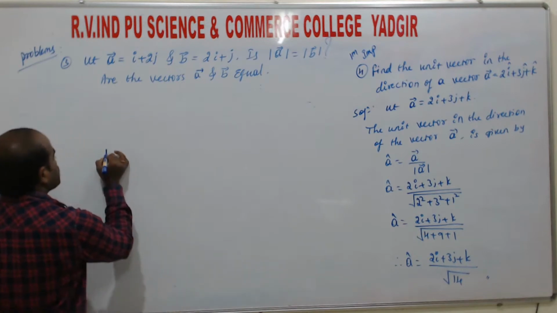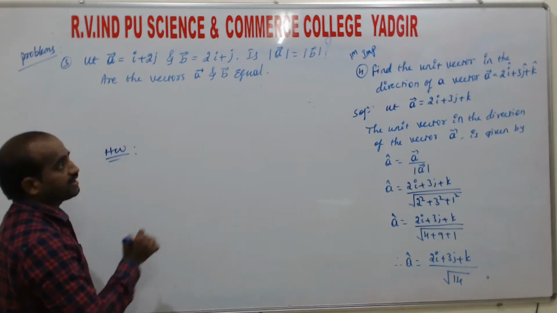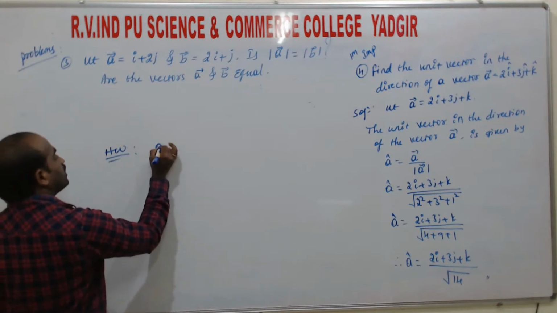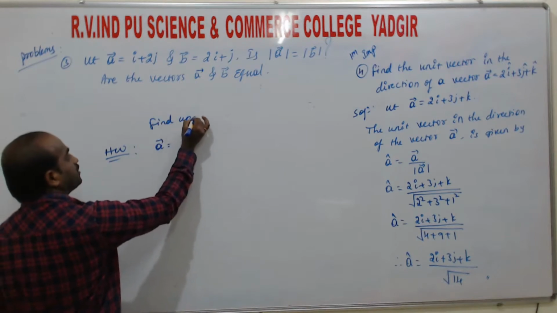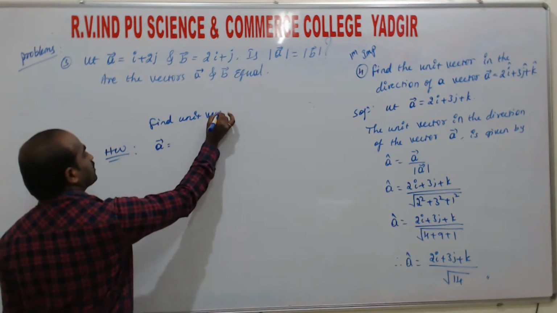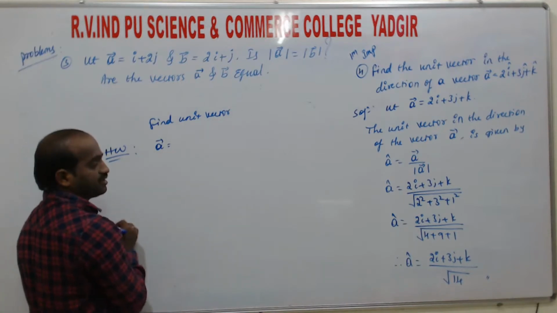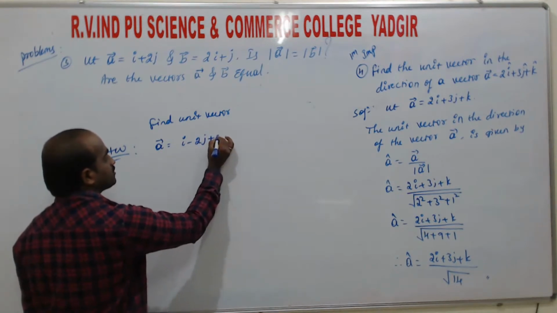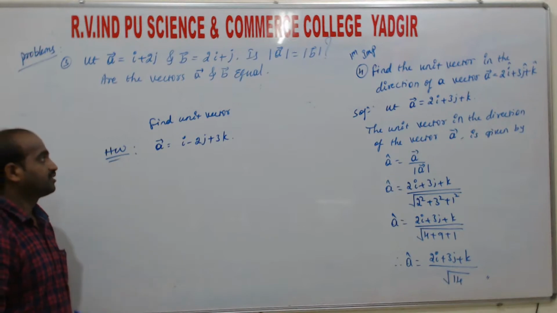Check it. One question is homework. Same question: find the unit vector in the direction of the vector a vector, where a vector is equal to i minus 2j plus 3k.